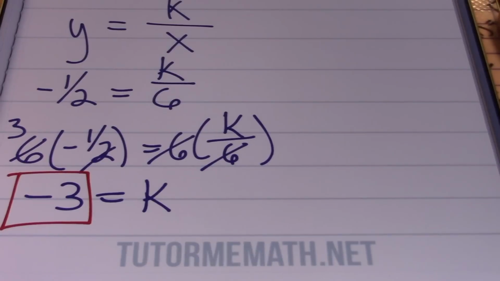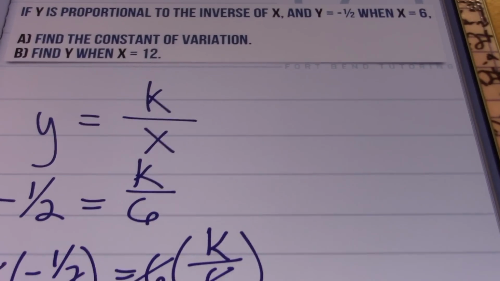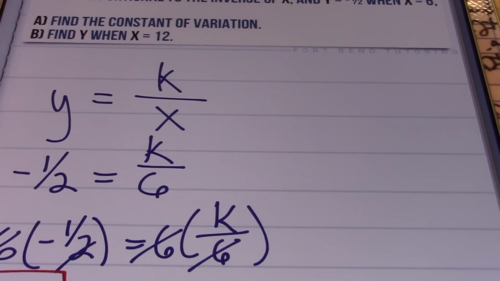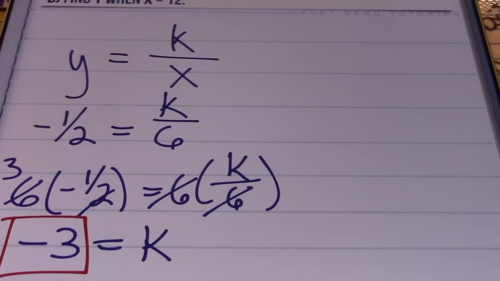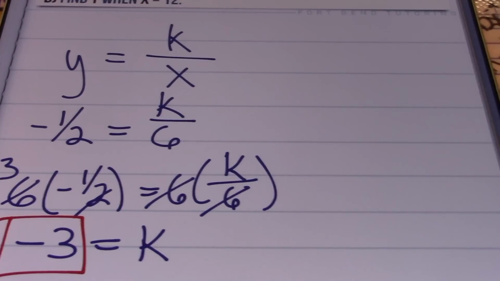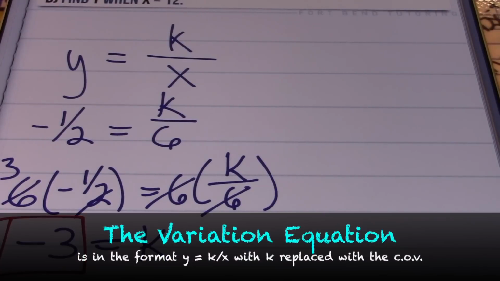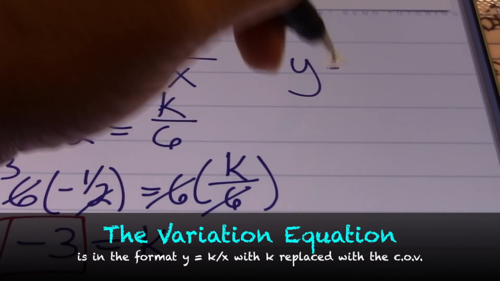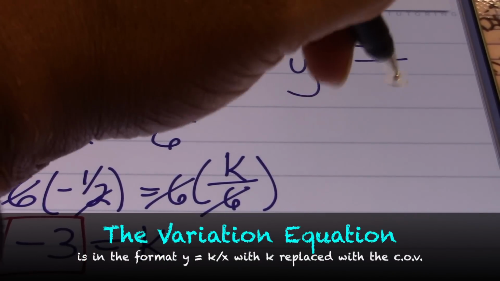And in part B, remember, we're asked to find y when x equals 12. Now that I know that my value of k, that constant of variation, equals negative 3, I can go ahead and write what is called your variation equation. Your variation equation can be written after you find out what that constant of variation is. So I can now write my variation equation as y equals negative 3 divided by x.